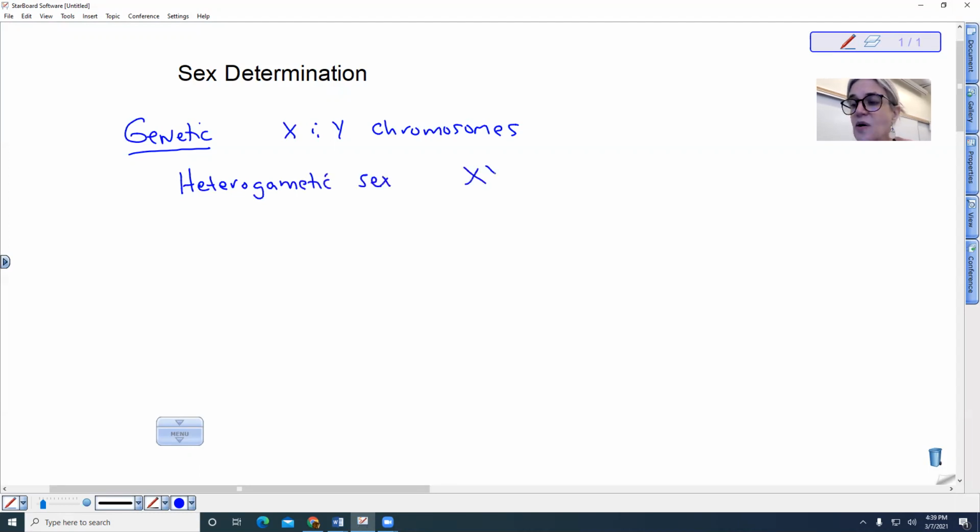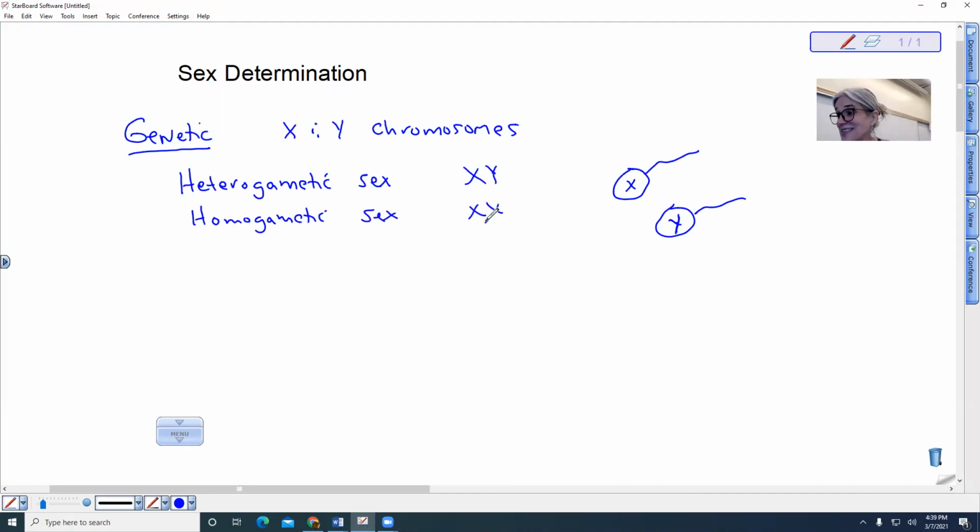So they are XY. And so what this means is that the sperm could either have an X chromosome in it or a Y chromosome. And so this is why they say that it is the male that determines the sex of the offspring. Hetero means other, gamete, right? So females are the homogametic sex. So they are XX.